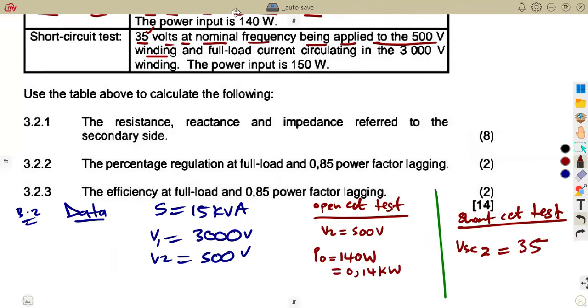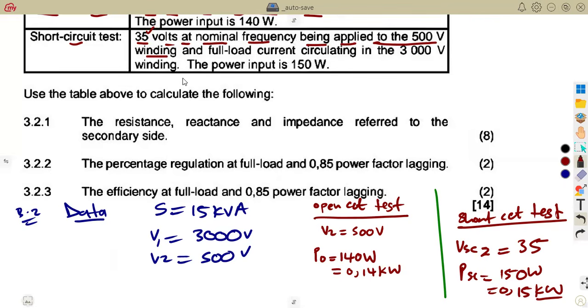And full load current circulating in the 3000 volt winding. In terms of the input power, that is for the short circuit, again you'll be using that as your input power. So this is our short circuit power, 150 watts, which is 0.15 kilowatts. Simply divide by 1000. So those are the conditions, guys. 35 volts at nominal frequency being applied to the 500 volt winding.